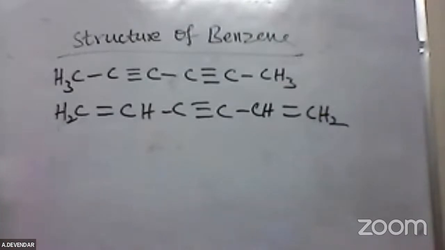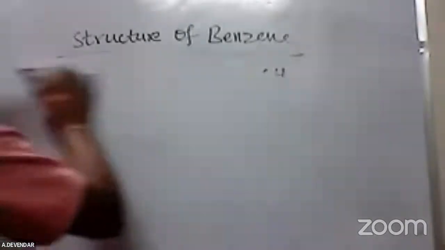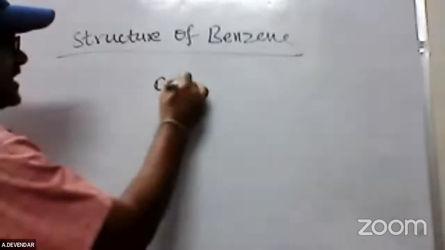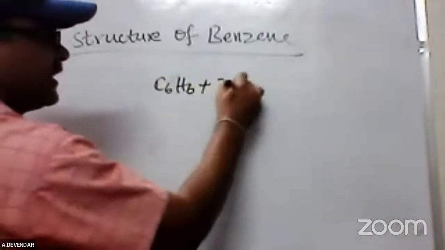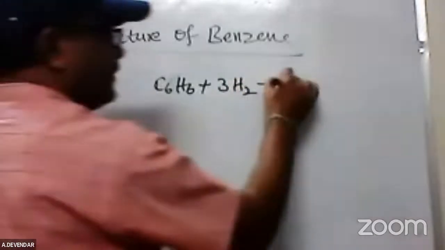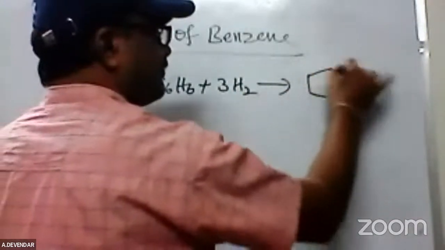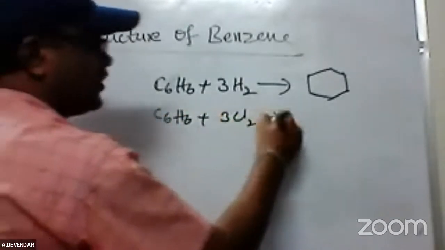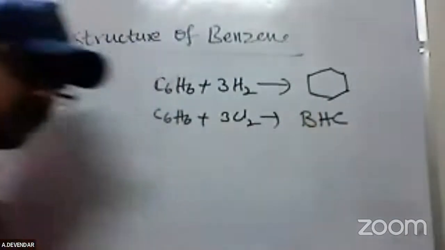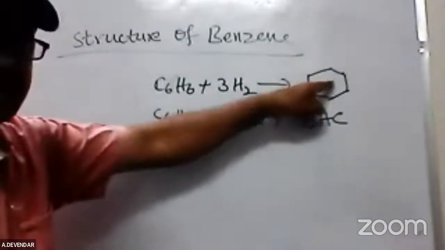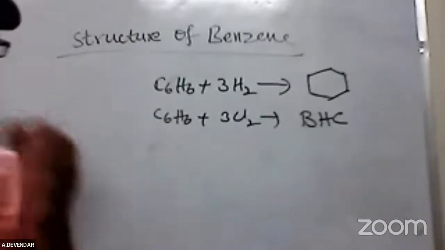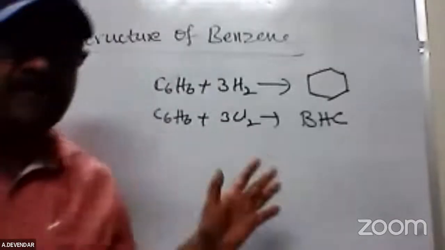Mainly, the Armstrong and Bayer structures are important. Why were they concluded? Because when C6H6, benzene, is hydrogenated, you get 3 hydrogens added, forming cyclohexane. Or when C6H6 reacts with 3 chlorines, you get BHC, benzene hexachloride. It seems a cyclic structure is there. So Bayer and also Armstrong believed that benzene has a cyclic structure, not an open chain structure.